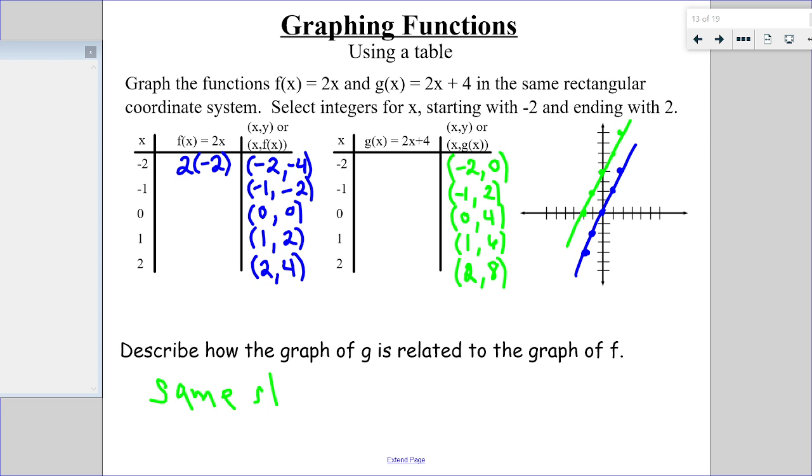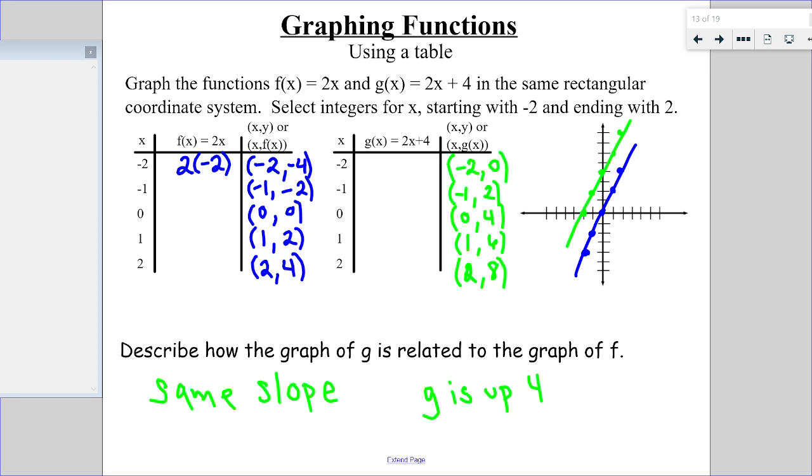Wow, this is getting real bad here. Sorry, guys. I don't know why that's not writing at all. How are they different? Well, G is just moved up 4, isn't it? Sorry, it's like this pen's running out of batteries or something. Just took the graph and moved it up 4.